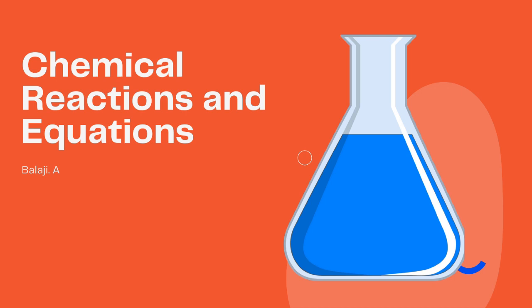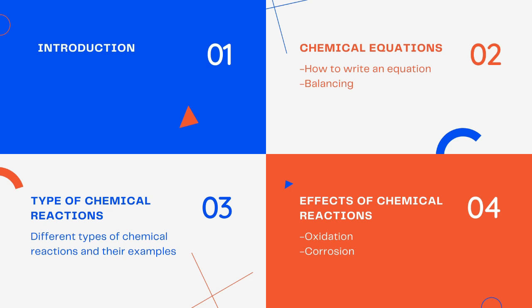Today, we'll be focusing on the topic from Standard 10 Chemistry, which is chemical reactions and equations. So what are the topics we'll be covering under this? First, we'll be seeing the introduction, which basically explains what a chemical reaction is, and second, we'll be studying chemical equations, that is, how to write a chemical equation and its balancing. The third, we'll be seeing the types of chemical reactions, which explains all the different types of chemical reactions. Next, we'll be studying the effects of chemical reactions in real life.